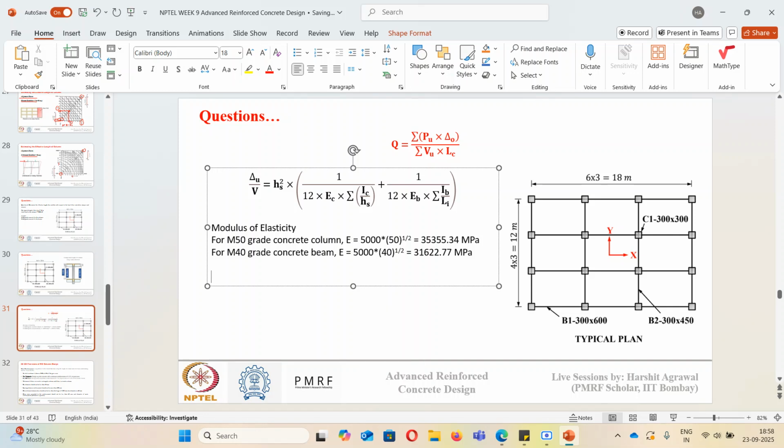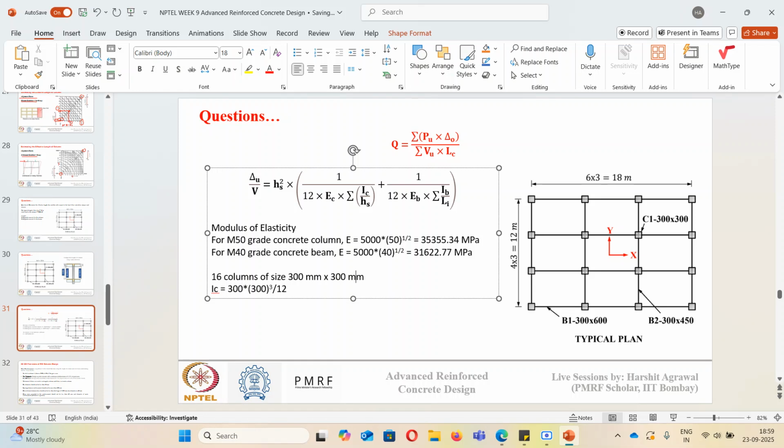Now we need to calculate the other factor, that is my summation IC by SH. So in this storey you can see there are 16 columns: 1, 2, 3, 4, 5, 6, 7, 8, 9, 10, 11, 12, 13, 14, 15, 16, and all columns are of the same size. So we have 16 columns of size 300 cross 300. So IC will be nothing but BD cube by 12. So 300 into 300 cube by 12. So this is my moment of inertia of one column.